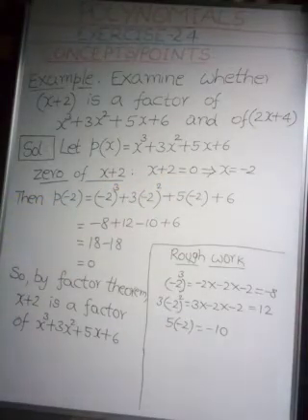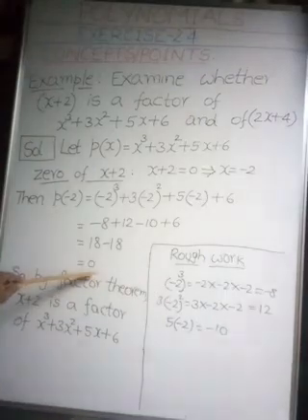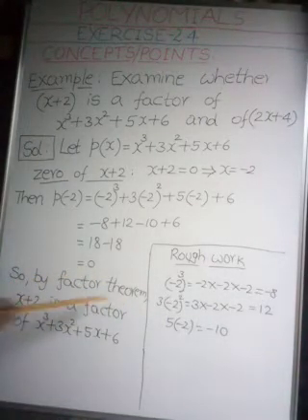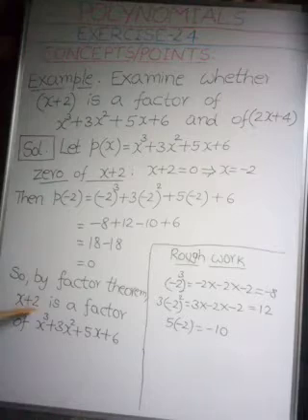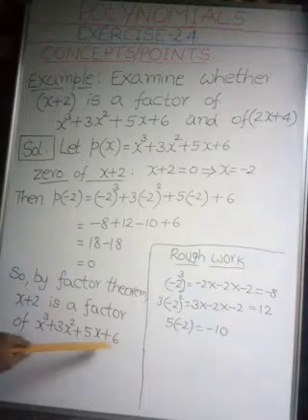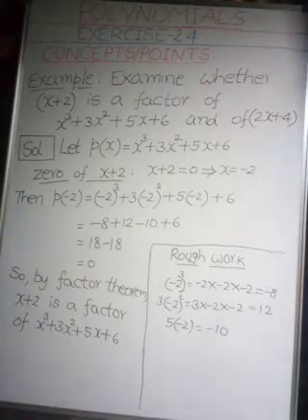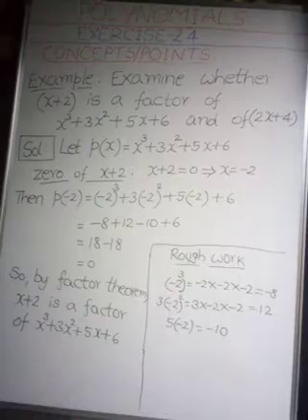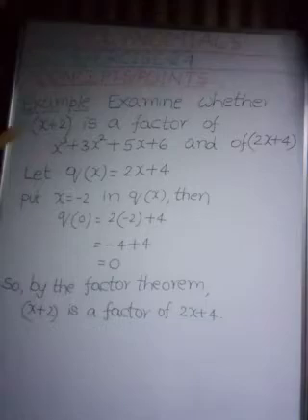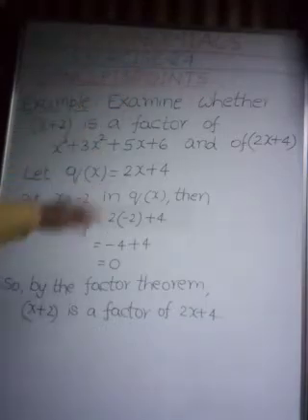Understood this point, my dear children? Right. So here we got remainder 0. So by the factor theorem, we can say that x plus 2 is a factor of x cube plus 3x squared plus 5x plus 6. Understood this first part of the question, my dear children? Right. Now let us take the second part of this example.